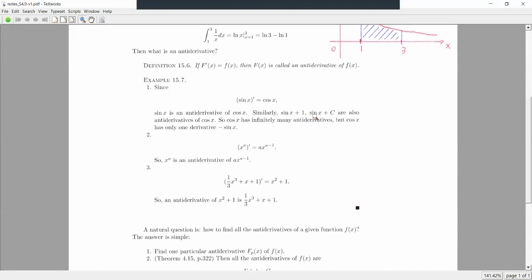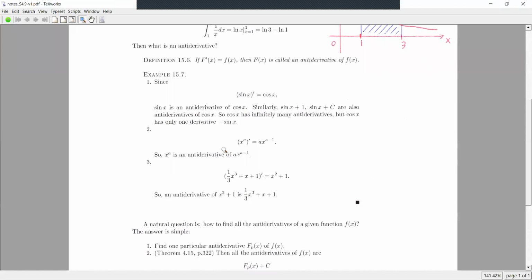More generally, sine plus c, where c is an arbitrary number. The derivative of sine plus c is cosine. So sine plus c is an antiderivative of cosine. So cosine has infinitely many antiderivatives. However, cosine has only one derivative. The derivative of cosine is negative sine. So from this example, we see that a function can have many antiderivatives, but the function has only one derivative.